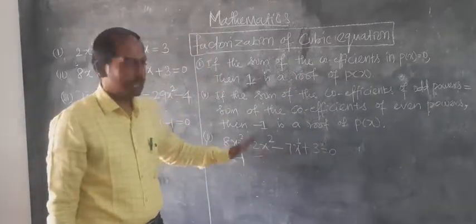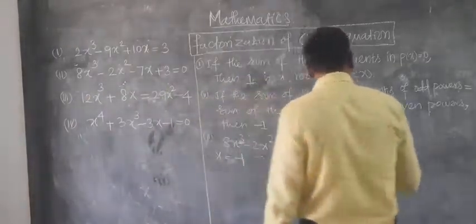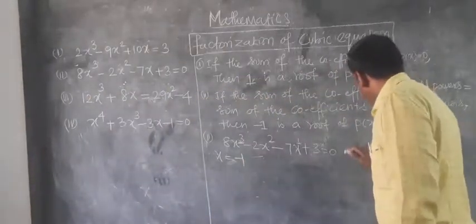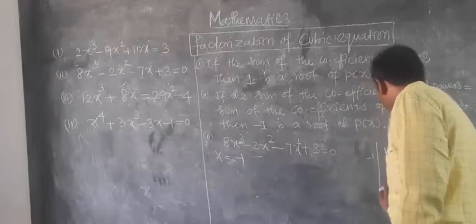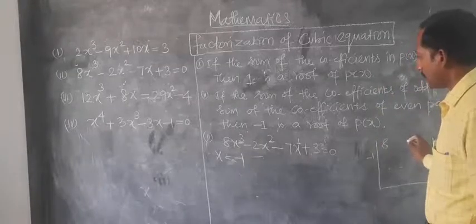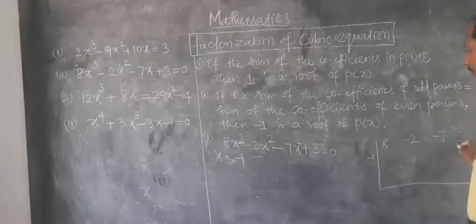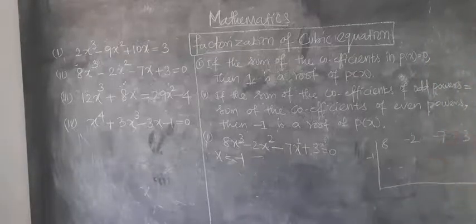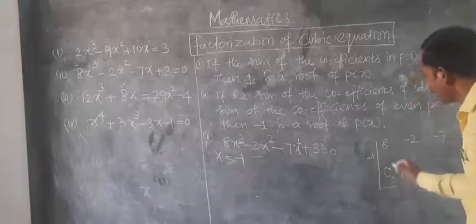The synthetic division means you check the powers 3, 2, 1, 0. It's okay, the order is okay. So you have to take the coefficients of all the variables. So x equal to minus 1 means minus 1 for the synthetic division. 8, minus 2, minus 7, 3. So this is the main step.